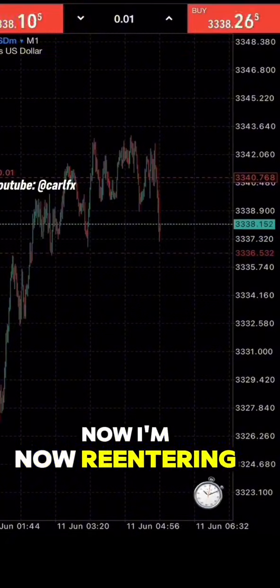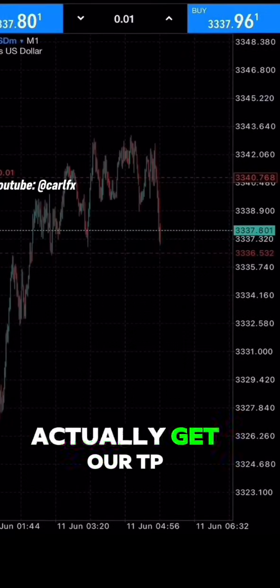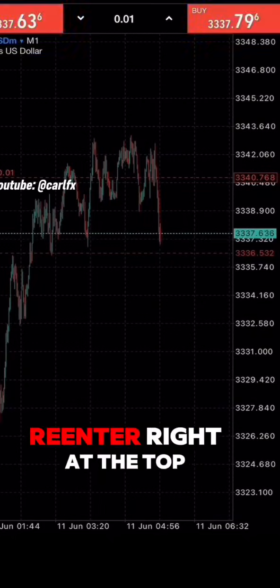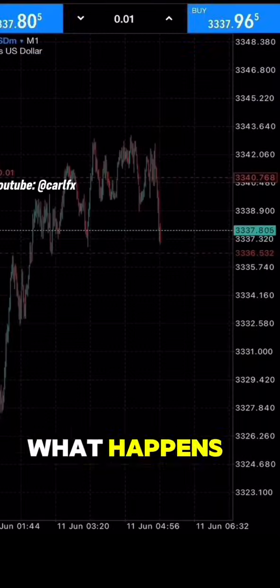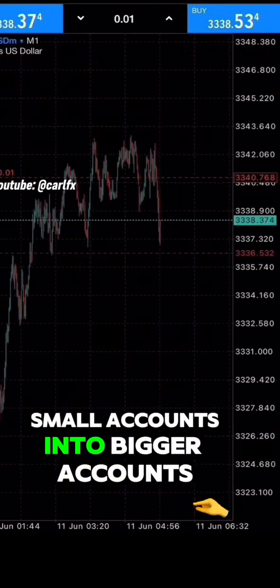Now I'm re-entering the market with $10. Let's see if we actually get our TP. But if we don't get our TP, we'll just close and re-enter right at the top. We've already secured most of our profits. Right now we just watch the charts and see what happens. But it's very possible to flip small accounts into bigger accounts.